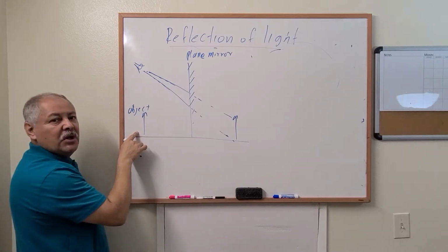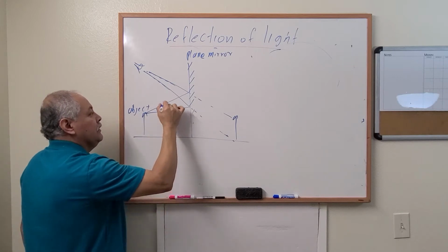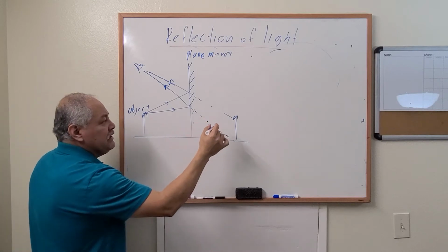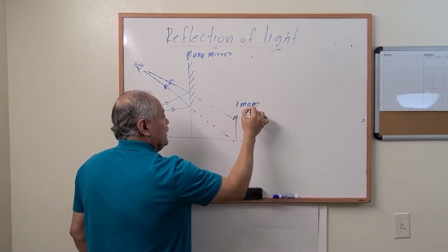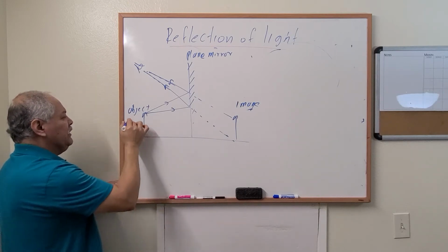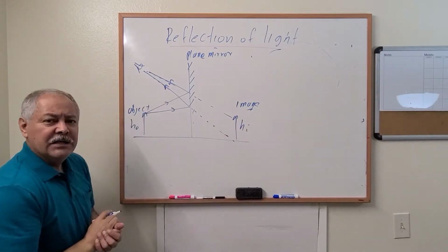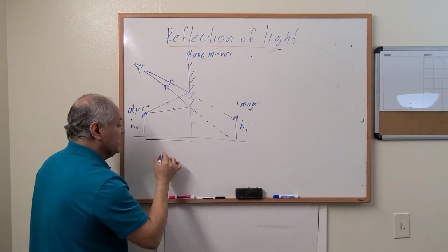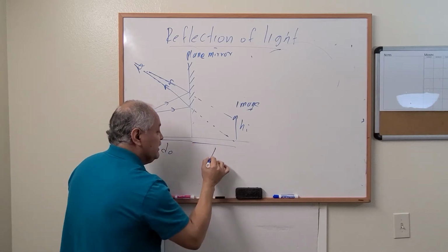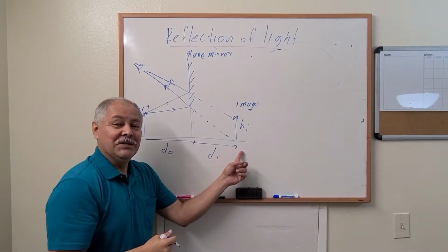But the light is actually coming from the object, correct? The object is the source in this case, and the light goes to the observer right here. But the image is seen behind the mirror, correct? Also, we can label this as height of the object and height of the image. Also, we can label this distance, the distance from the mirror to the object, the O, and this distance, the I, the distance from the mirror to the image.